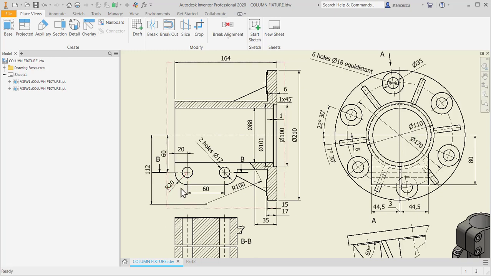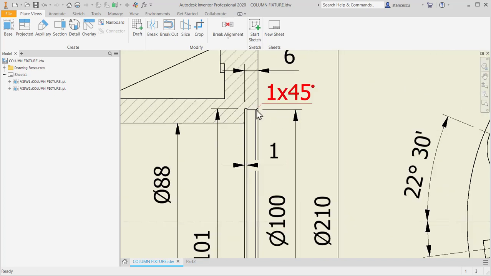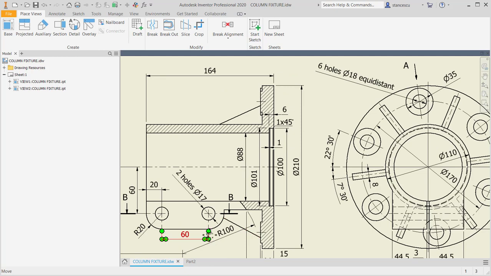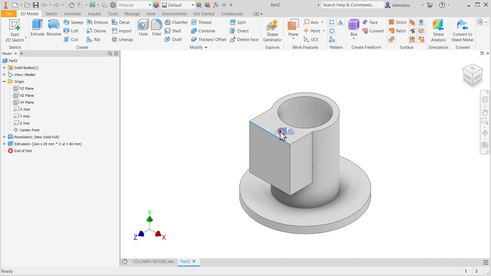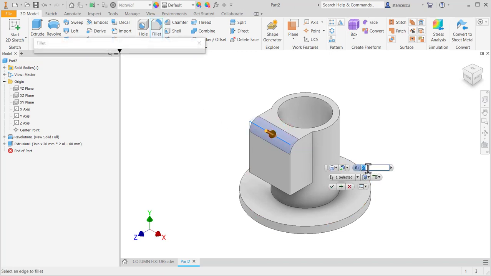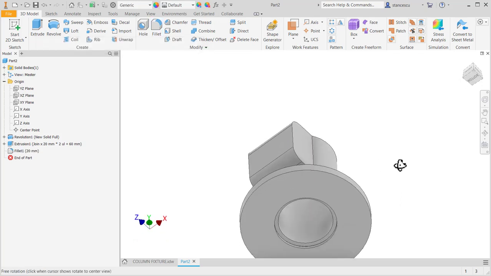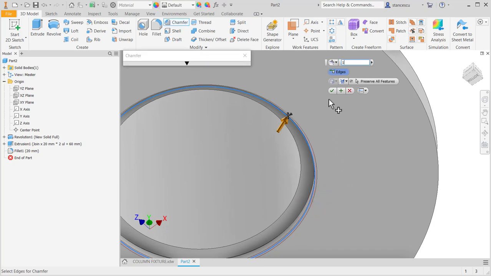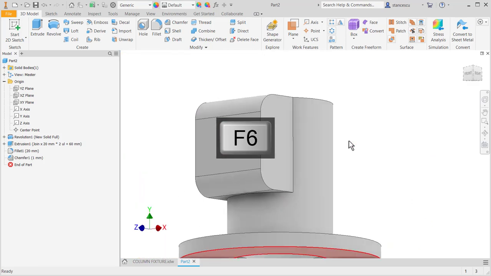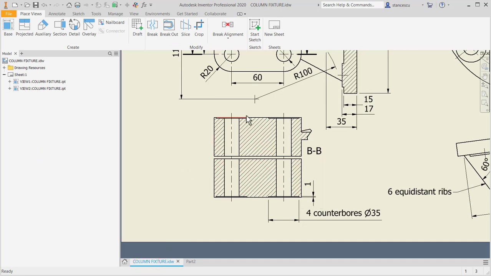Good, radius of 20, but let's create this chamfer to not forget, yes? 20, 20 is, 20, okay, this is the other chamfer of 1, okay, F6, we continue with this cut.